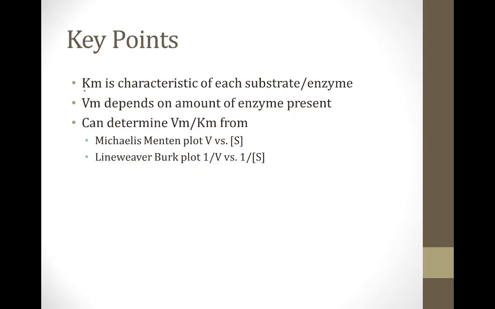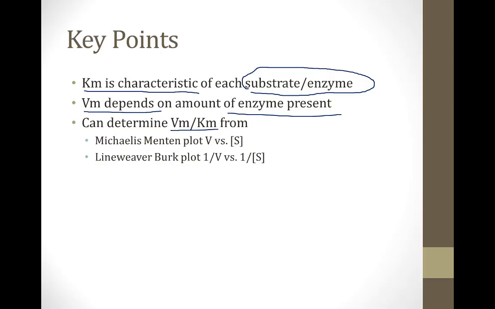So let's review some of the key points that we've discussed up to this point. Km, the Michaelis constant, is a characteristic of each substrate or enzyme complex and how much affinity they have for one another. The Vmax depends on the amount of enzyme present. And we talked about how you can determine Vmax and Km from a Michaelis-Menten plot of the velocity on the y-axis versus S on the x-axis. Now what we're going to do for the last few slides is talk about an alternative to the Michaelis-Menten plot for finding Vmax and Km, and that's called a Lineweaver-Burk plot.